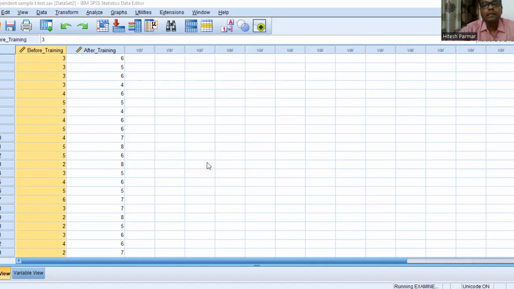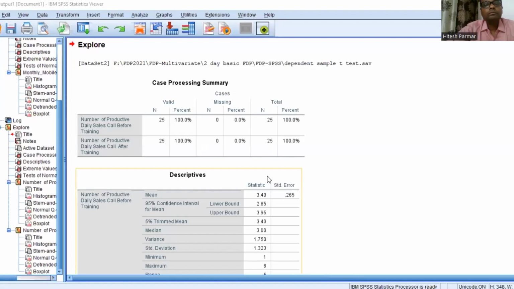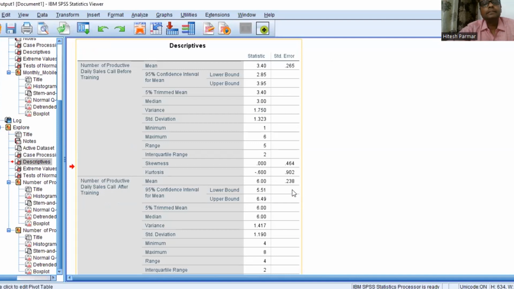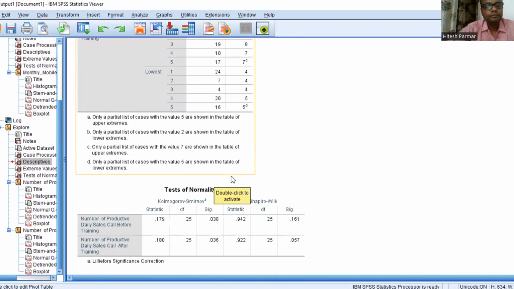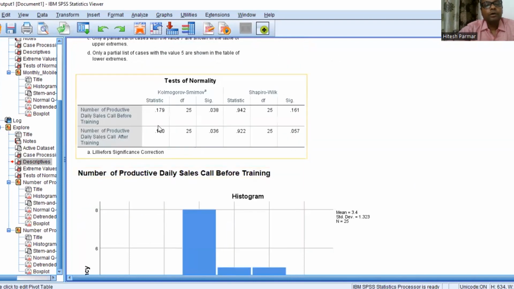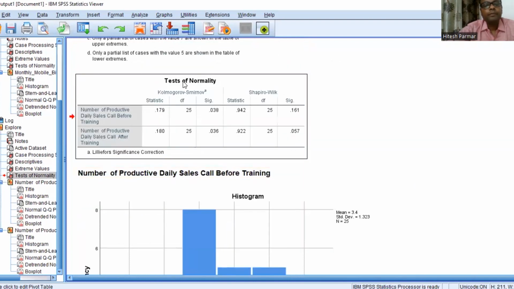Let me share my screen for the output window. Now, this is our result. This test of normality, this we need to see. Test of normality. Now, for the Kolmogorov-Smirnov test, these significance values are given, and for the Shapiro-Wilk test, these significance values are given.